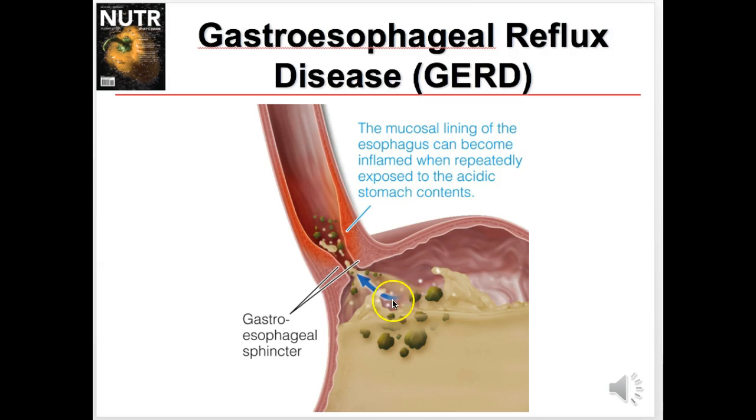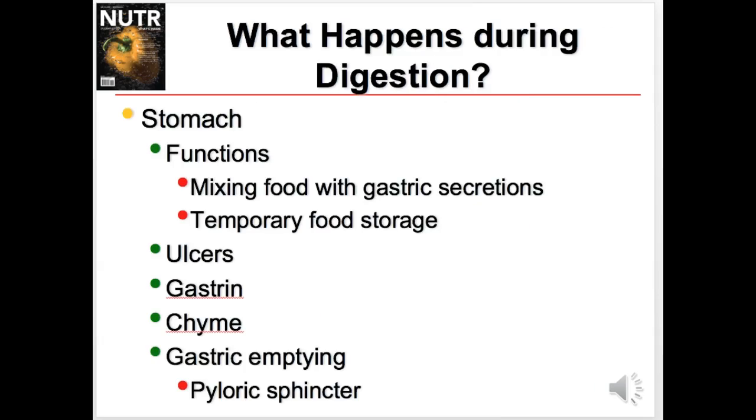You can see where this stuff is coming back up, this acid stuff is coming back up. So what happens during digestion? It goes into the stomach, and your stomach is a temporary food storage. We're going to want to figure out where that food in the stomach is going to go.